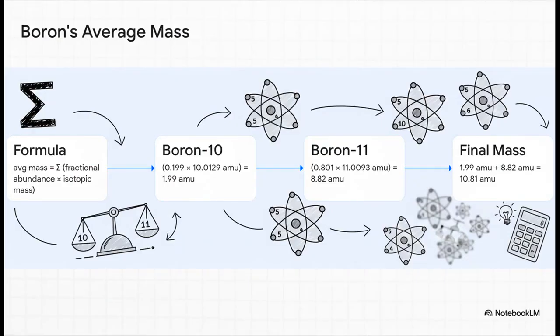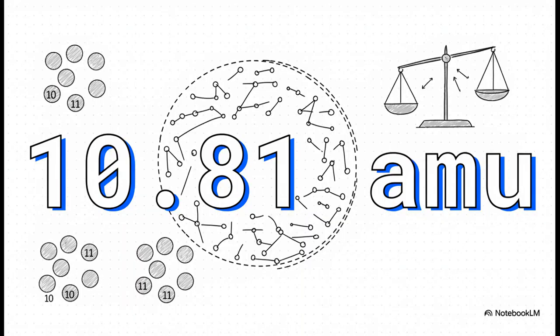But let's use boron to see how it works. Out in nature, you find 2 types of boron, a lighter boron-10 and a much more common, heavier boron-11. So what we do is take the exact mass of boron-10 and multiply it by how common it is. Then we do the same thing for boron-11, add those two numbers together, and voila, you get the weighted average, 10.81.